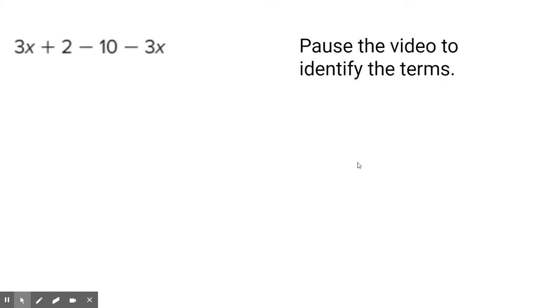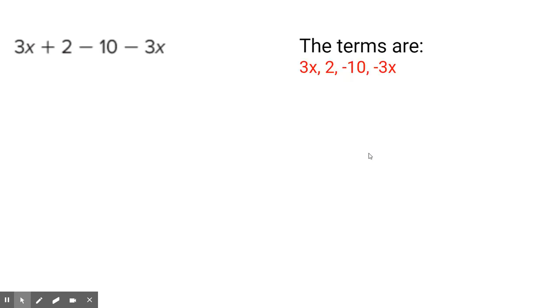Pause the video to identify these terms. The terms. There's 4 terms on this problem here. Go ahead and identify them. Okay, 3x, 2, -10, -3x. When we read this, it's 3x plus 2 minus 10 minus 3x. When we read it, we say minus minus.